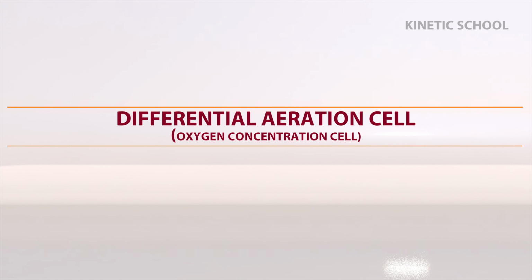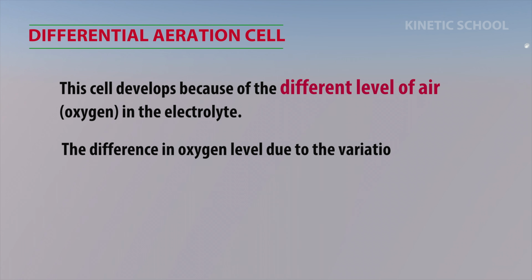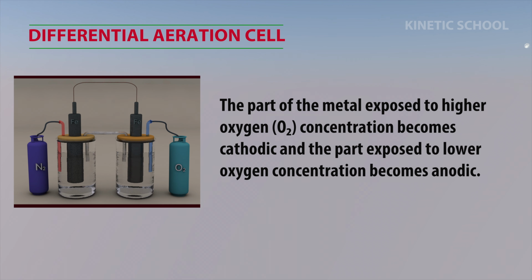Differential aeration cell, or oxygen concentration cell. This cell develops because of the different level of air in the electrolyte. The difference in oxygen level, due to the variation of aeration, causes the current flow. The part of the metal exposed to higher oxygen concentration becomes cathodic, and the part exposed to lower oxygen concentration becomes anodic.